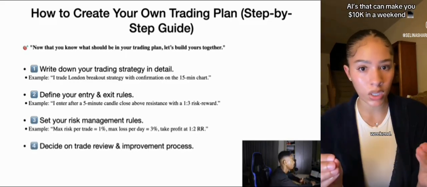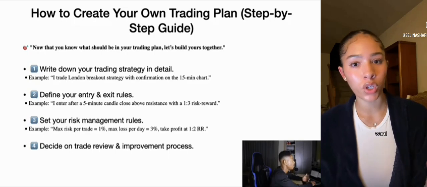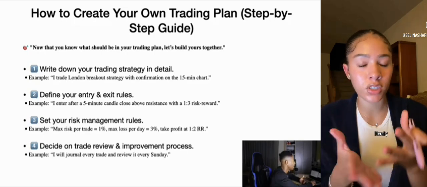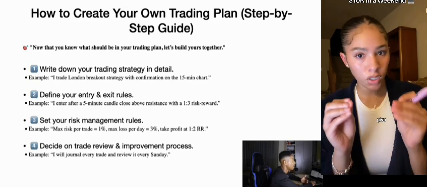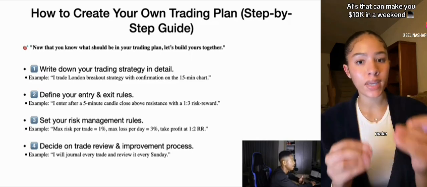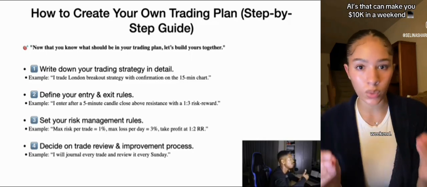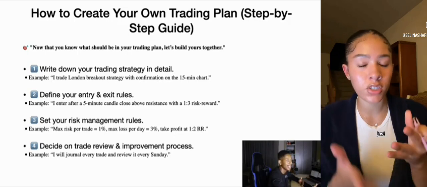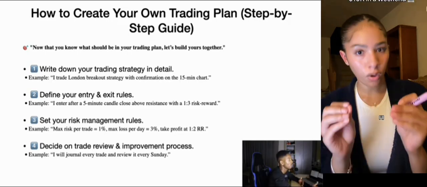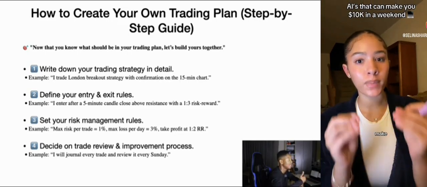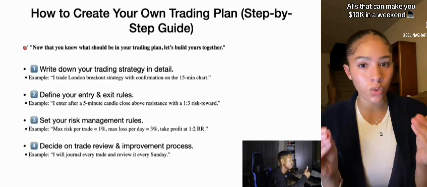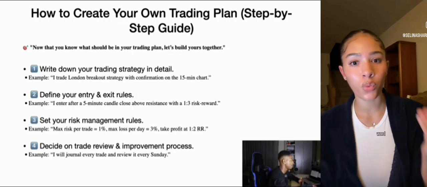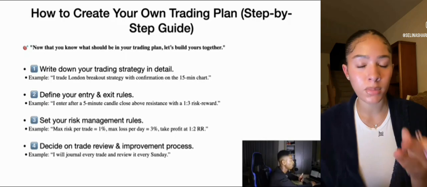And then the fourth thing is to now decide on a trade review and improvement process. Example, I will journal every trade and review it each and every Sunday. That's just how you'd be able to just sit down and say each and every time after I've placed my trades. It could be once daily, meaning that after a trading session. It could be every Sunday. It depends, but you need to do this as often as possible, so you are able to see some mistakes and you are able to fix those mistakes.